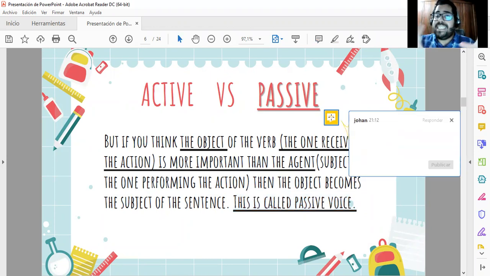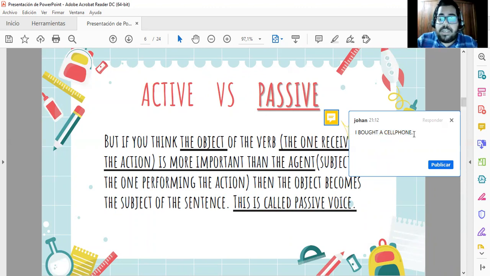Let me translate this into a sentence. The first structure, the normal active voice, is: I bought a cell phone, right? But in the passive voice, guys, the object, remember, the one receiving the action. Teacher, how do you find the object? How do I know the object? Ask "what" to the verb. What is the object, guys? Yes, a cell phone, exactly.